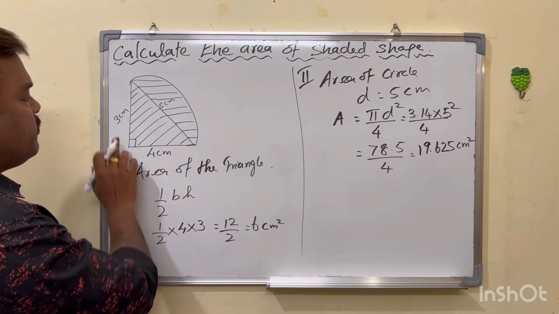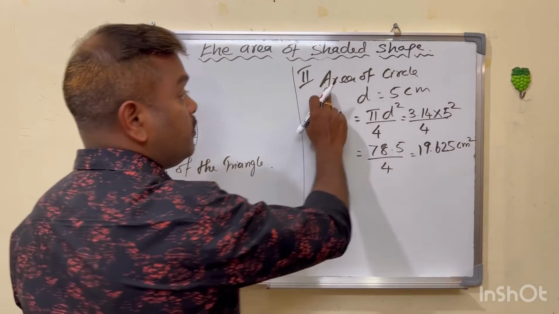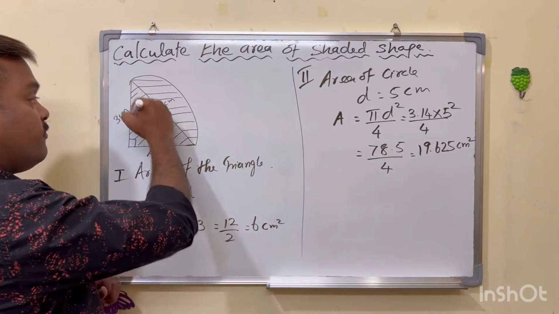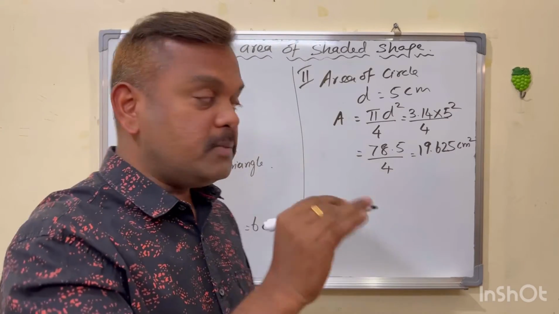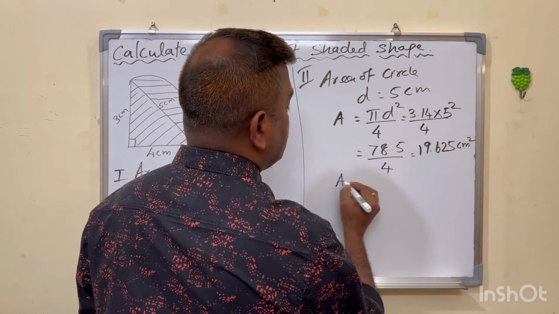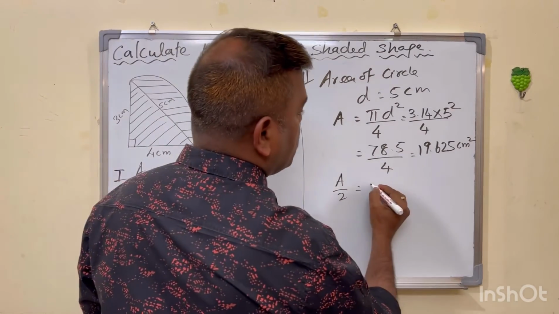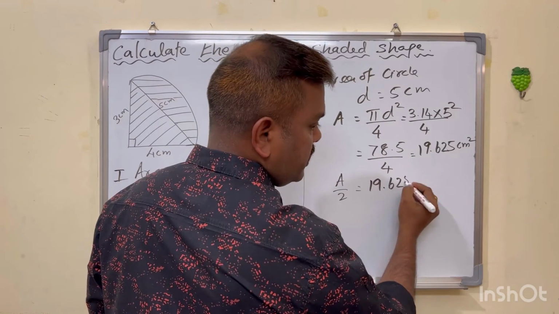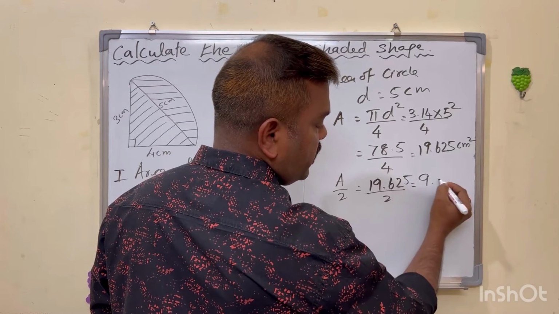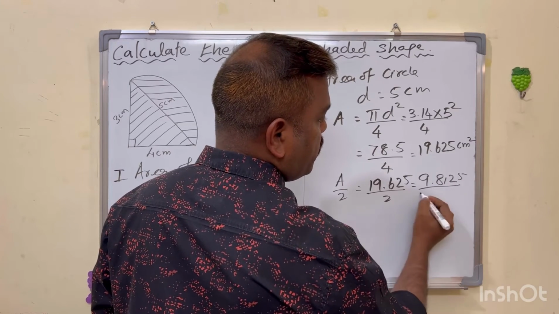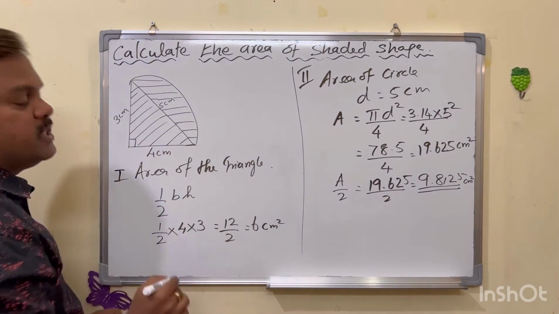So listen. First we found the area of the triangle, that is 6 centimeter square. Now we found the area of the circle, but we need the area of the semicircle. So that is the area of the circle divided by 2. 19.625 divided by 2, you will get 9.8125 centimeter square, which is the area of the semicircle.